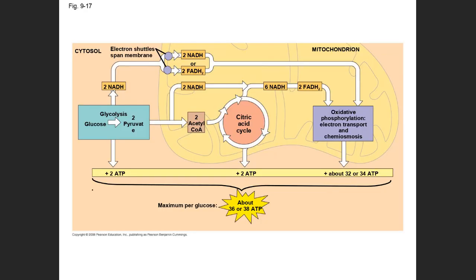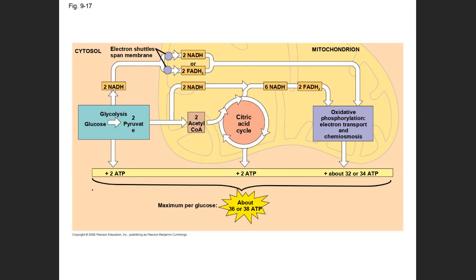So remember, glycolysis produces a net ATP production of 2 molecules. In the Krebs cycle, we have 2. And then in the electron transport and chemiosmosis, the oxidative phosphorylation part, we've got 32 to 34 ATPs for a grand total of 36 to 38. And that's maximum theoretical yield.